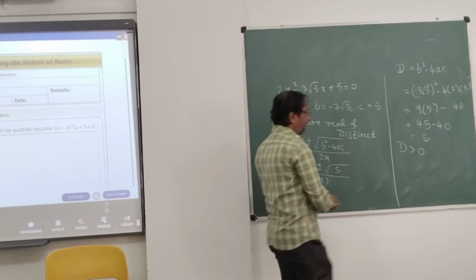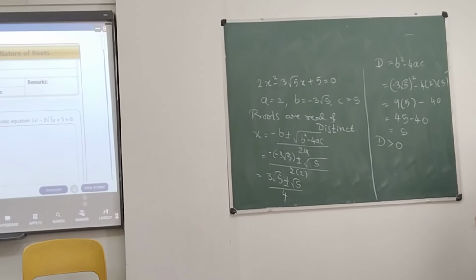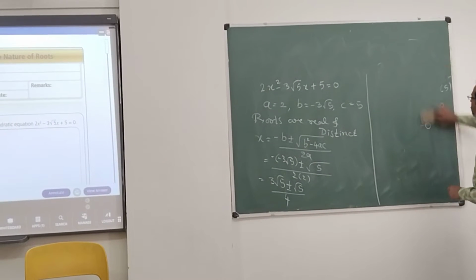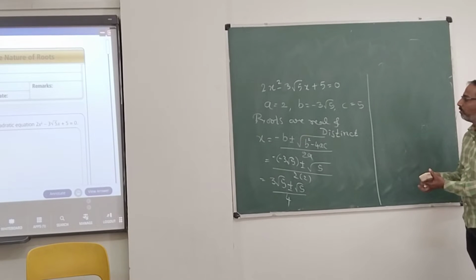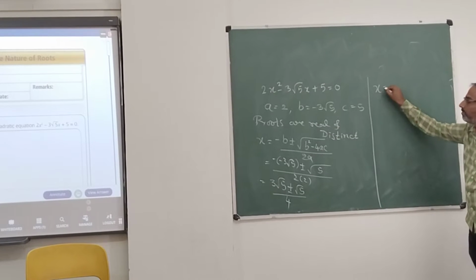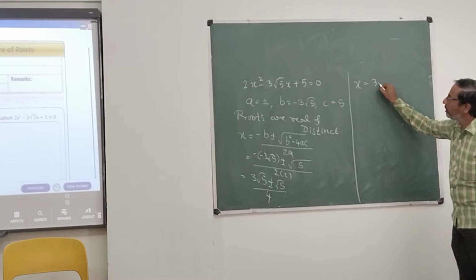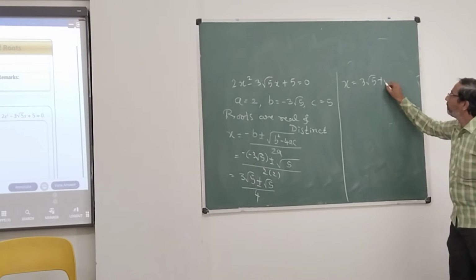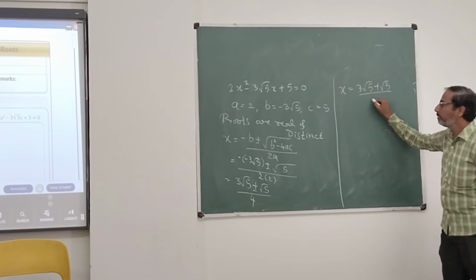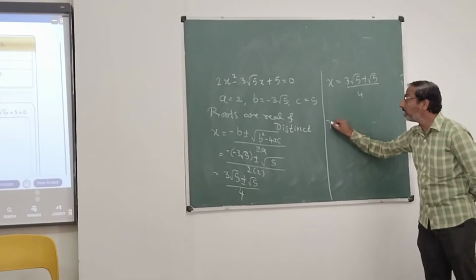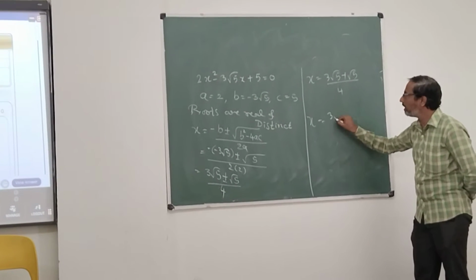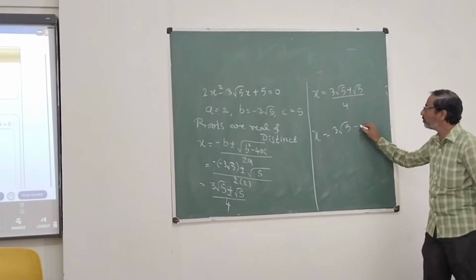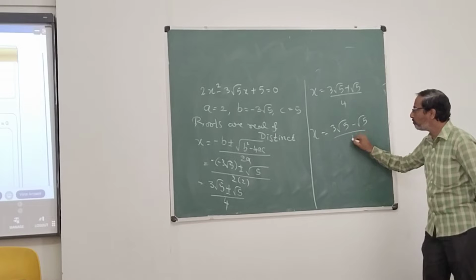So it is minus into minus, plus 3 root 5 plus or minus root 5 divided by 4. So now if we solve this one, next what we get is that the roots of x are, one is 3 root 5 plus root 5 divided by 4, and another root is 3 root 5 minus root 5 divided by 4.